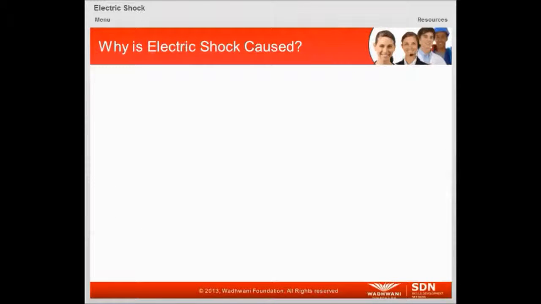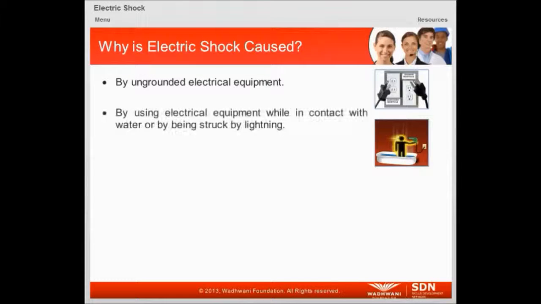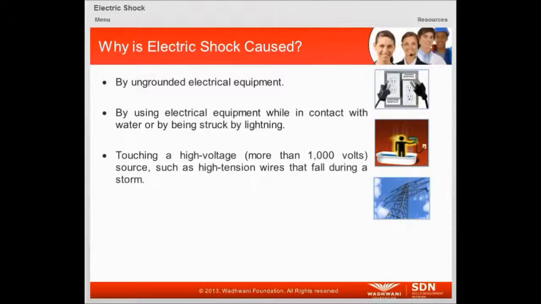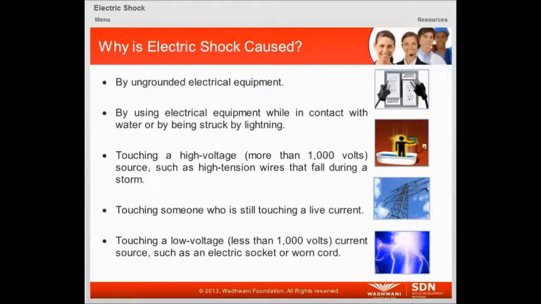Electric shock is caused by ungrounded electrical equipment, by using electrical equipment while in contact with water, or by being struck by lightning, touching a high voltage (more than 1000 volts) source, such as high tension wires that fall during a storm, touching someone who is still touching a live current, or touching a low voltage (less than 1000 volts) current source, such as an electric socket or worn cord.